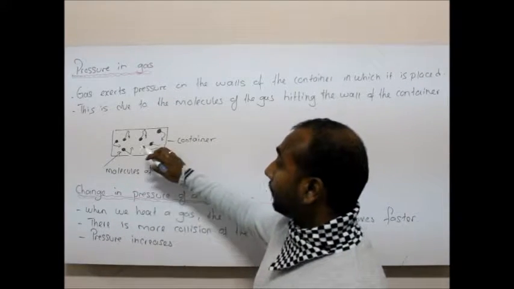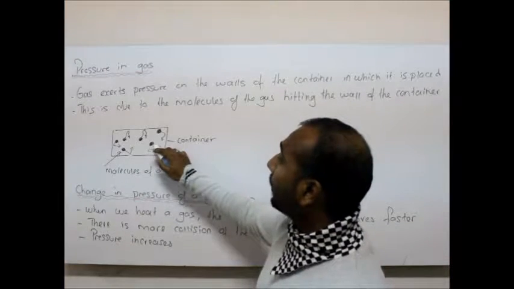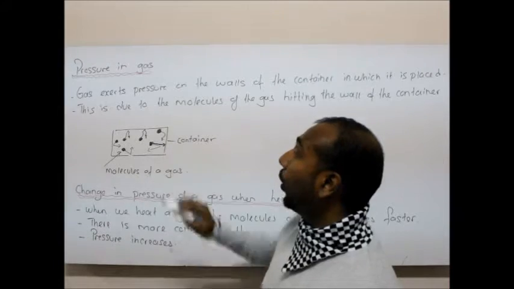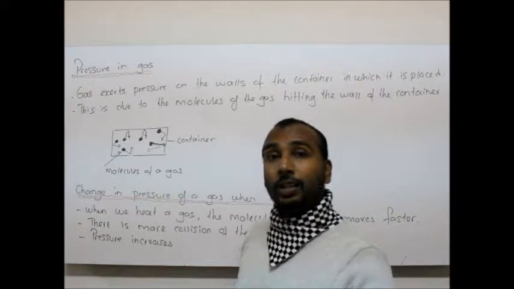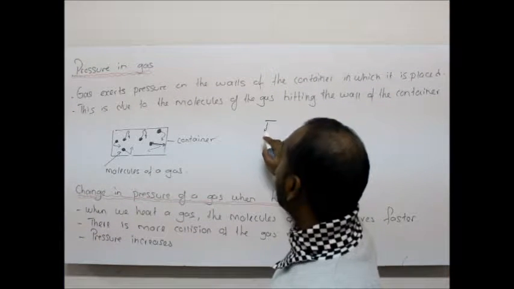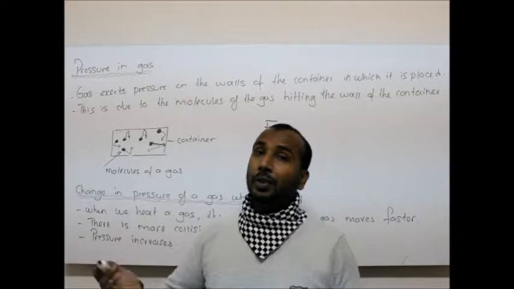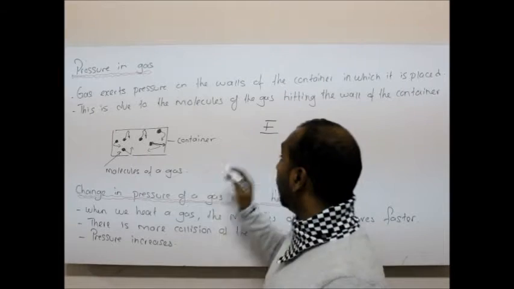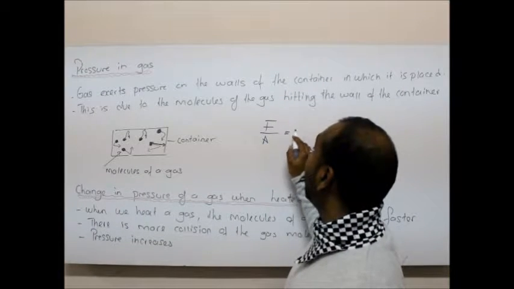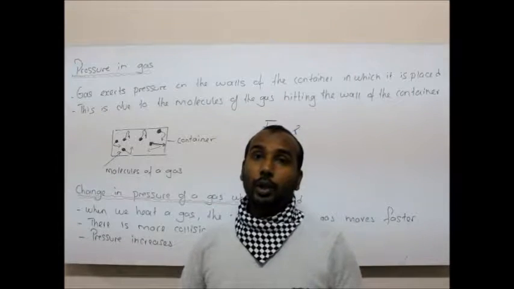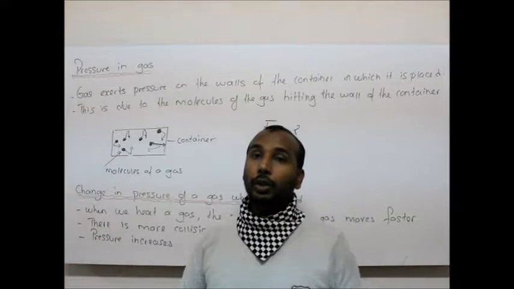So, you have the molecules here, these are the gas molecules. It is moving and it is hitting the wall of the container. When it hits the wall of the container, it is going to exert a force on the wall. The wall of the container obviously has an area. So, the force per unit area gives you pressure. This is how a gas exerts pressure on the container in which it is contained.